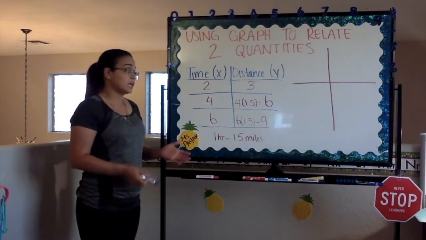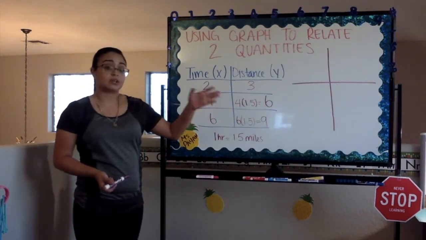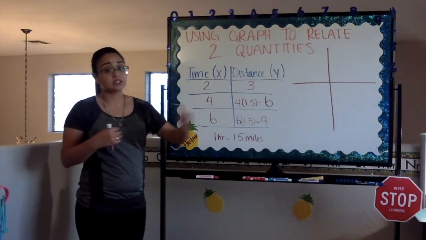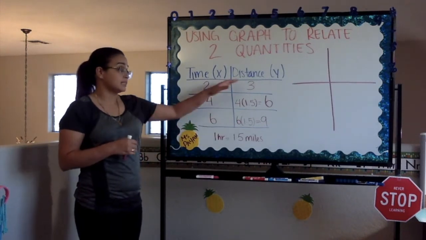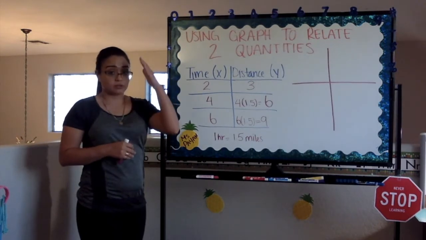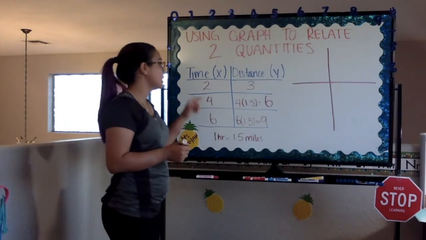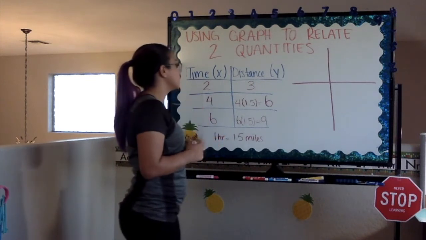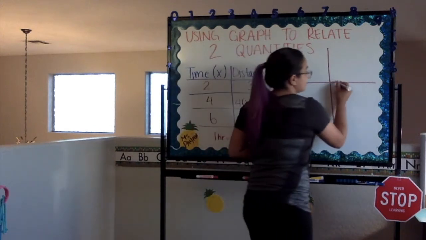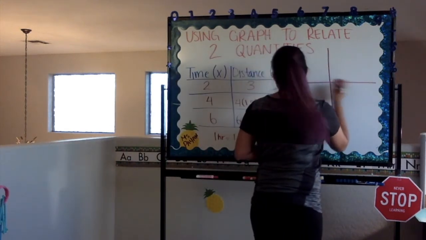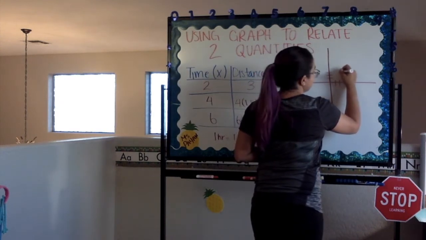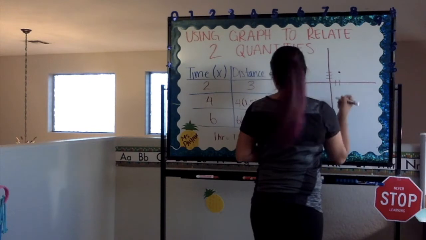What I'm going to be doing now is making my points on my graph. Time is x, which is horizontal on the graph. And distance is going to be y, which is going to be vertical on the graph. Okay? So let's start by marking our first point, which would be x, 2. So we go over 2, 1, 2, and we go up 3, 1, 2, 3. And we make a point right there.